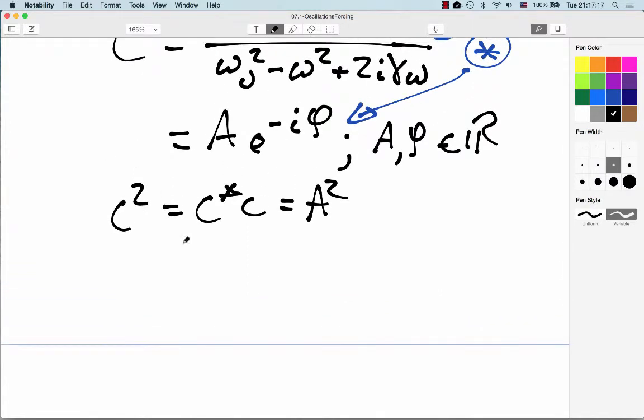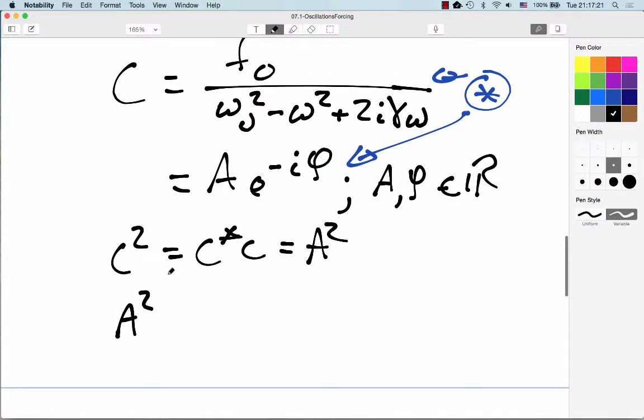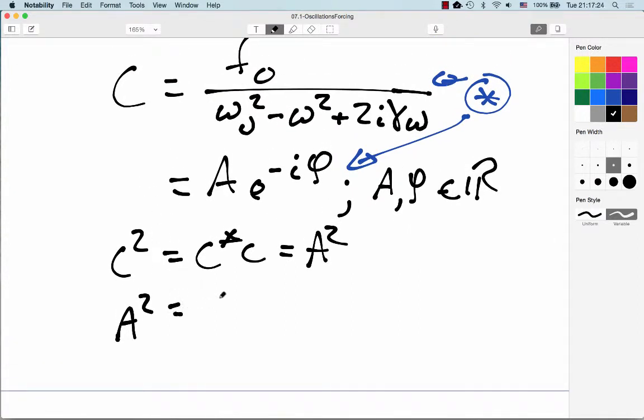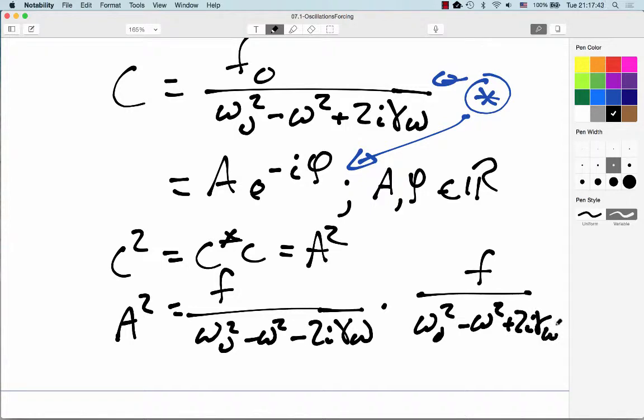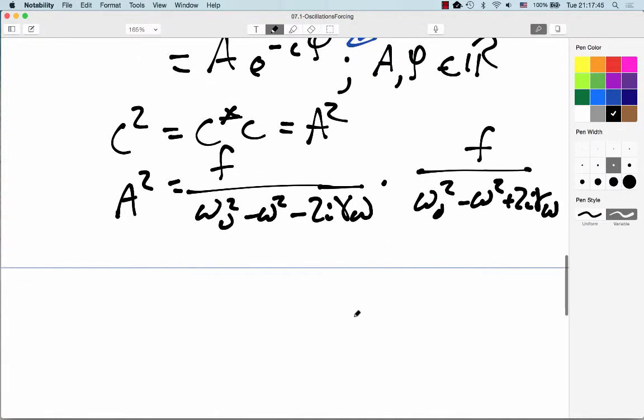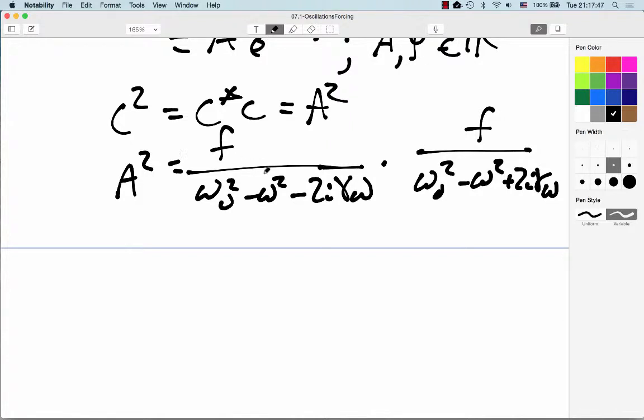Alrighty then, so we know that A squared is going to be c star c, so that'll be f naught over omega naught squared minus omega squared minus 2i gamma omega, that's the c star. And then the c is the same thing with a plus: omega naught squared minus omega squared plus 2i gamma omega. All right, so timesing the two together, whoops, forgot my f naughts there.